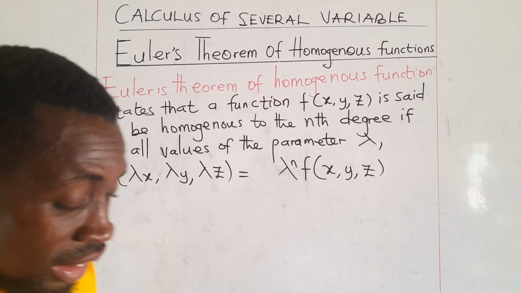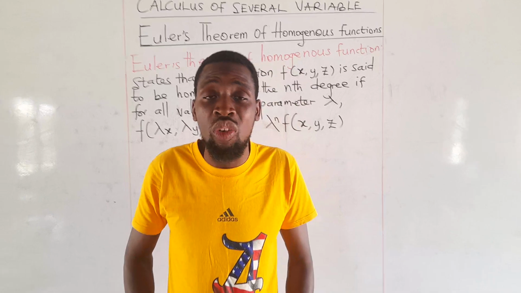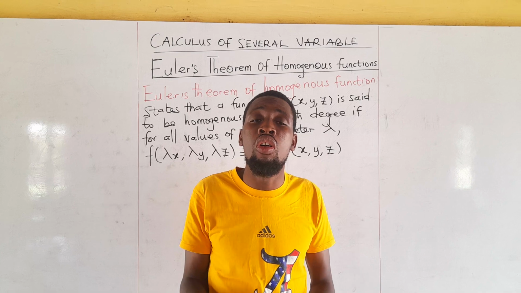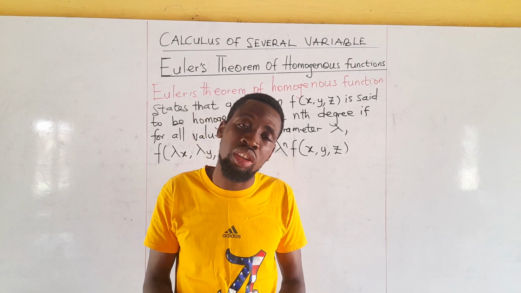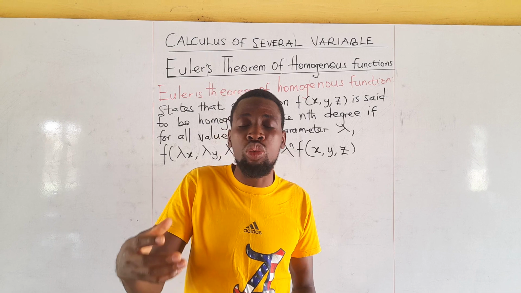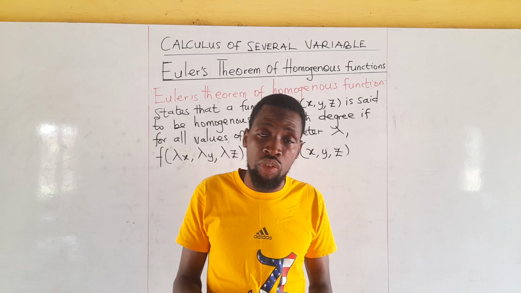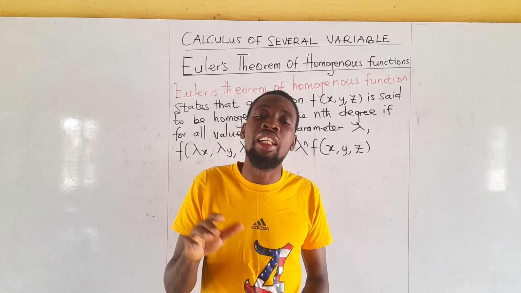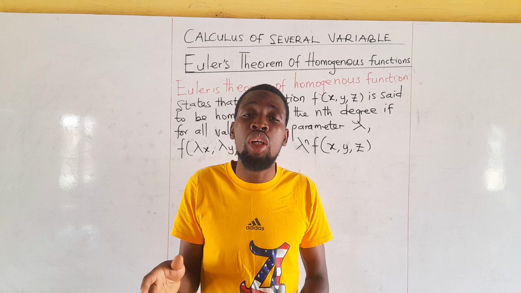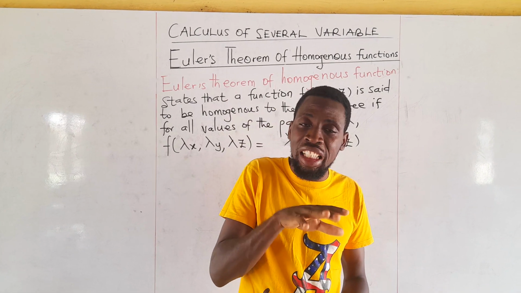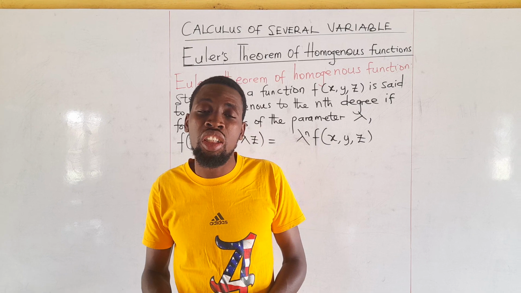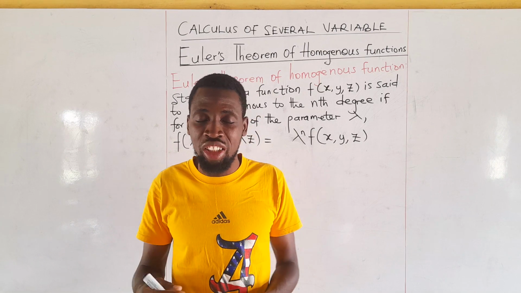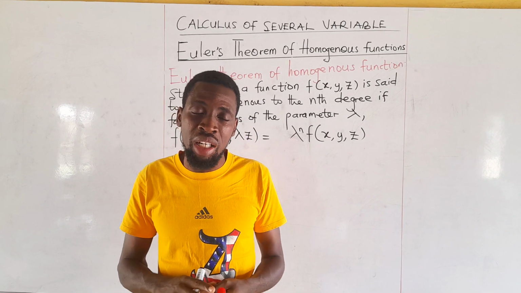So what does this mean to a layman? It simply means that when any function is given to you, introduce a parameter lambda to affect all the independent variables of the function. Then try to factor out a common parameter of lambda. If you are able to obtain the function back, then that function is homogeneous. If you are not able to obtain the function back in its original form, then the function is non-homogeneous, or not homogeneous. So that's what Euler's theory of homogeneous functions states in layman's terms.